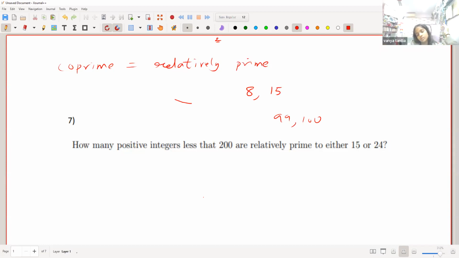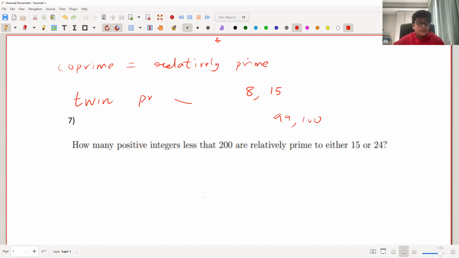Okay, so while we are discussing co-prime, there's also something called twin prime. Ranveer, do you know what twin primes are, if you happen to have heard this word? No. Okay. Arnav, do you know what primes are? Sir, I've heard the word, but I forgot.